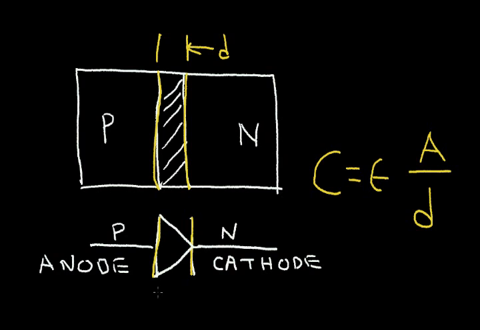And the diode allows current, positive current, or what we can call hole current, to flow in the direction of the arrow in the diode. So this is the direction that positive current will flow in the diode. And the diode will block current flow in the other direction. So let me erase this.